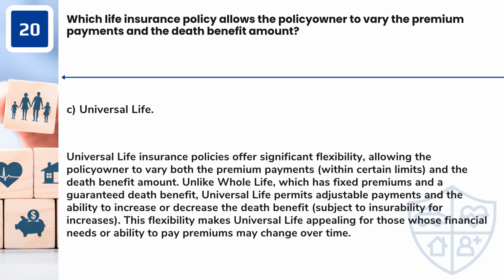Answer: C. Universal life. Universal life insurance policies offer significant flexibility, allowing the policy owner to vary both the premium payments, within certain limits, and the death benefit amount. Unlike whole life, which has fixed premiums and a guaranteed death benefit, universal life permits adjustable payments and the ability to increase or decrease the death benefit, subject to insurability for increases.